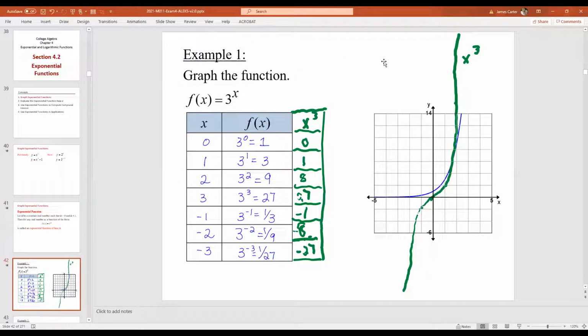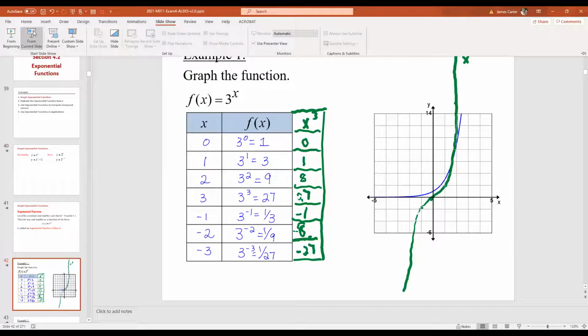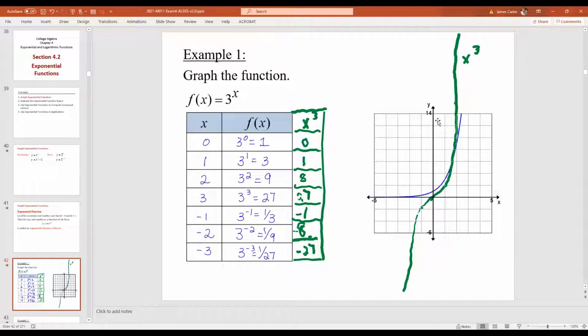Here's our first example. Now, when we had the equation y equals x cubed, here would be the graph of it in green. With this graph in green, you can see how it goes through both the positive and the negative values.